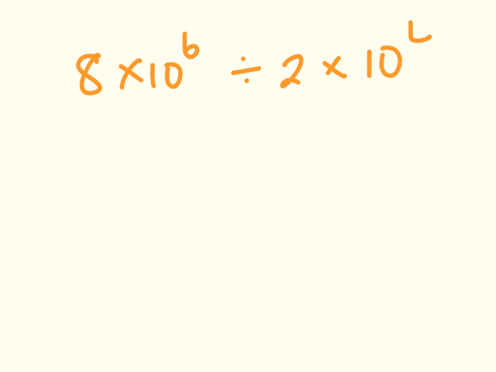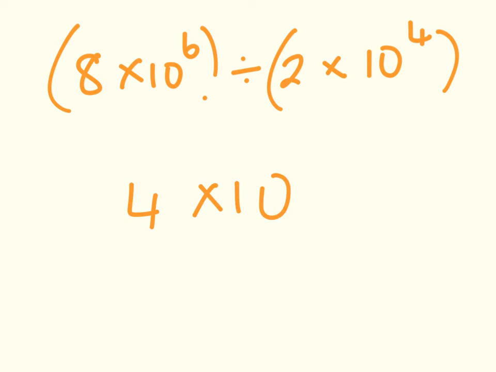Let's do a divide one. 8 times 10 to the 6 divided by 2 times 10 to the 4. Okay, again, there might be brackets there. 8 divided by 2 is 4. It's times 10. Look at the powers now. 6, 4. Because it's a divide, it's a take away. 6 take away 4 is 2. And we can stop there because 4 is between 1 and 10.